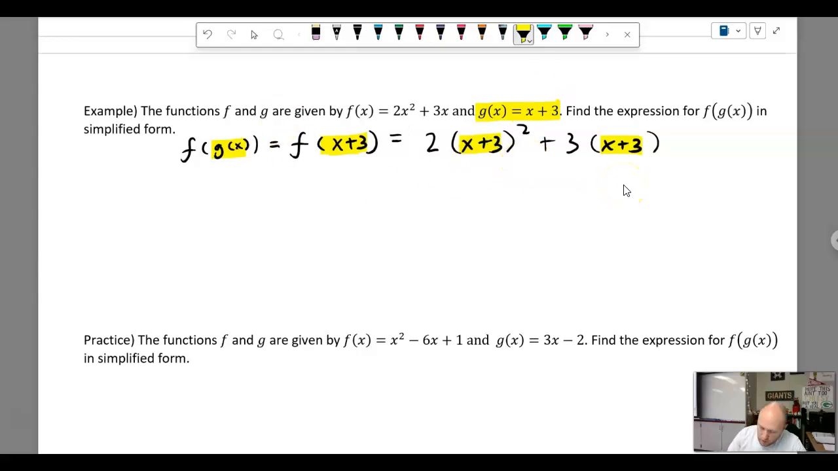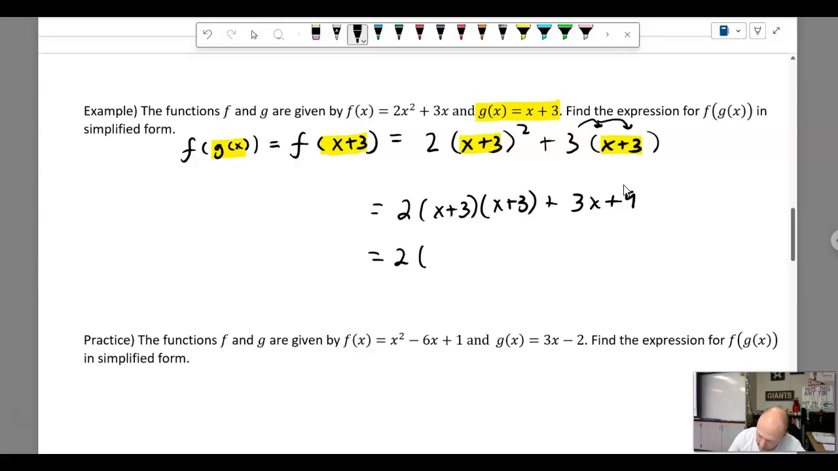Okay, they do want this simplified, so we need to expand this. This is 2 times x plus 3 times x plus 3, plus 3x plus 9. I just distributed. And so we can multiply these 2 binomials to give us x squared plus 6x plus 9. And we'll distribute this 2 to give us 2x squared plus 12x plus 18.